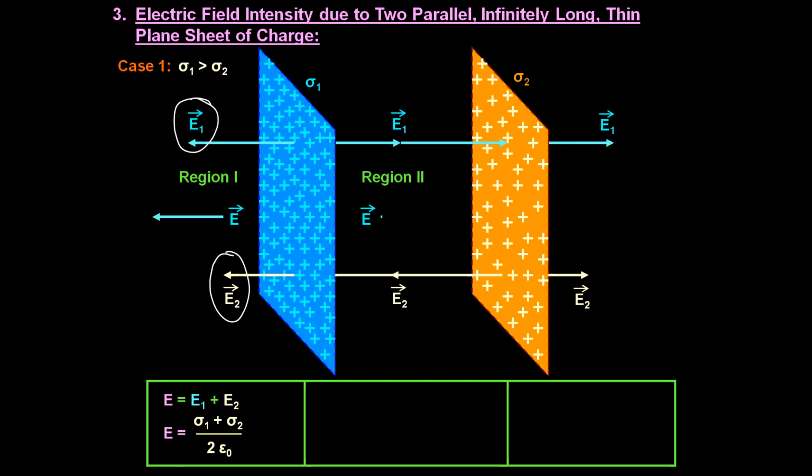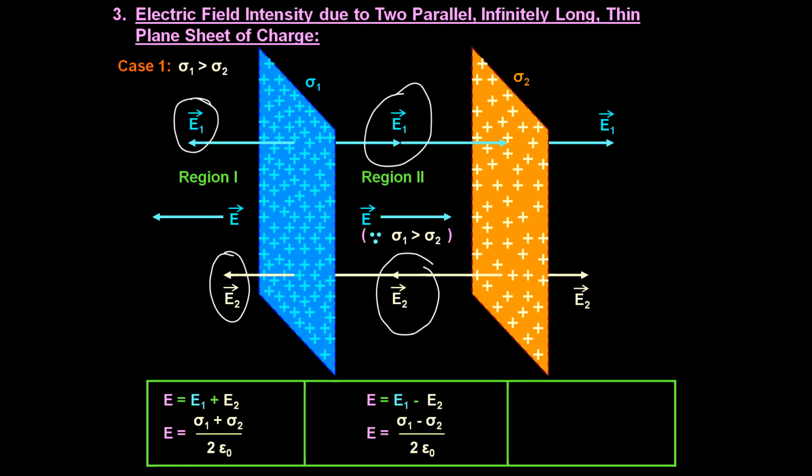Consider the second region, region 2. Here, E1 direction is from left to right, whereas E2 direction is from right to left, which means they are two vectors acting in the opposite direction. When two vectors are acting in the opposite direction, resultant will be the difference between the two. We have to write the bigger one first minus the smaller one. We have taken sigma 1 as bigger, right? So net electric field in region 2 is going to be E1 minus E2, which will be sigma 1 minus sigma 2 by 2 epsilon 0.